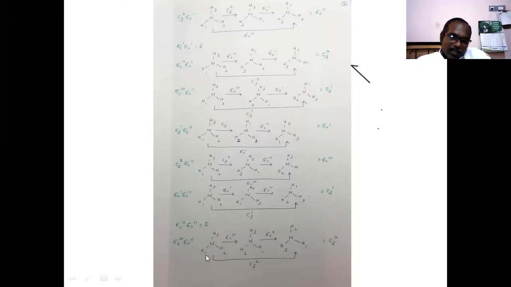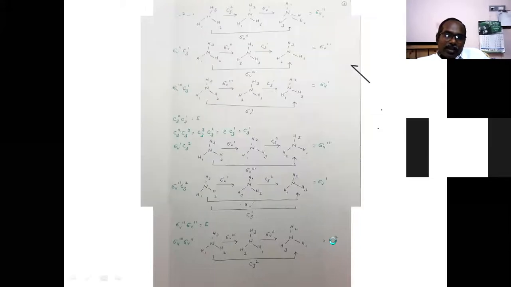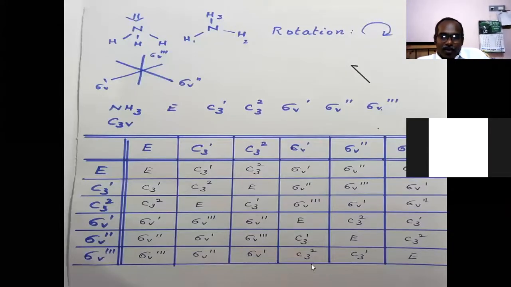Now you find out one single operation which will result in the conversion of this configuration into this one. Look here, all the hydrogen atoms have changed their positions. Therefore, that single operation will be, see, hydrogen 1 has moved over to the position of 2, 3 has moved over to the position of 3. Therefore, when you rotate the molecule through an angle of 240 degrees, you will get this configuration. Therefore, the combination of sigma V triple dash and sigma V double dash will result in the operation C3 twice. Therefore, with that, we complete the third row also.